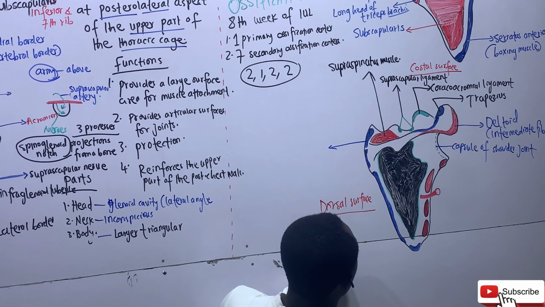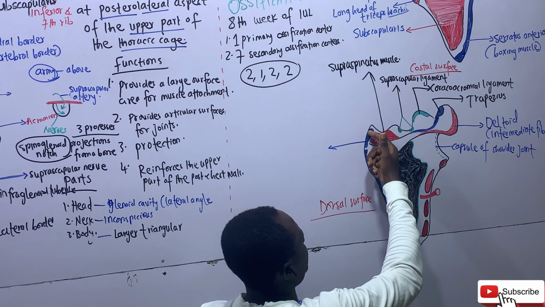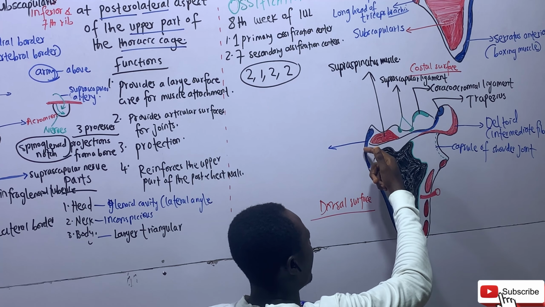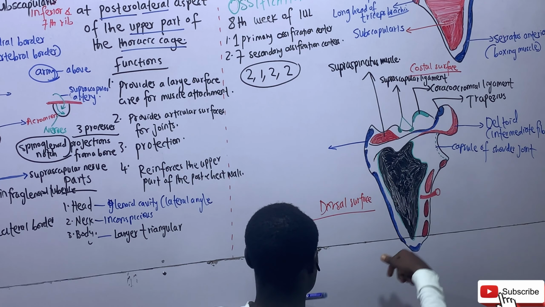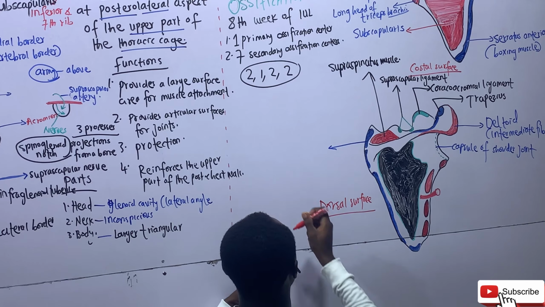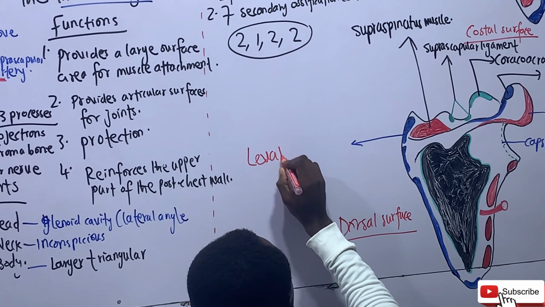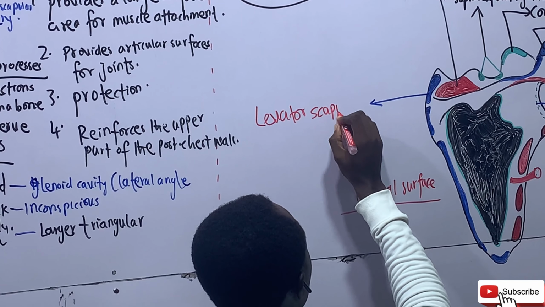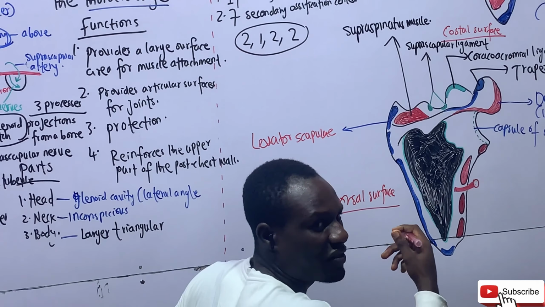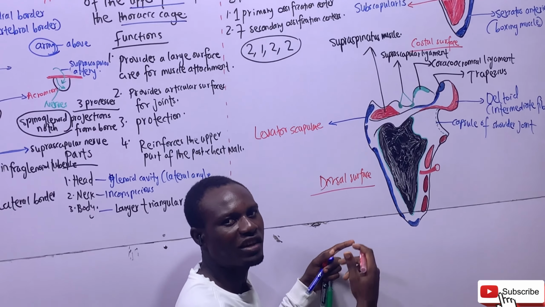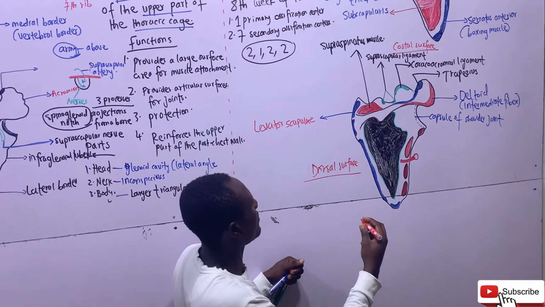And this muscle right here, at the upper medial corner of the dorsal surface, is called the levator scapulae. Levator scapulae. So it elevates the scapula. It is a joyful elevator of the scapula. That is the levator scapulae.